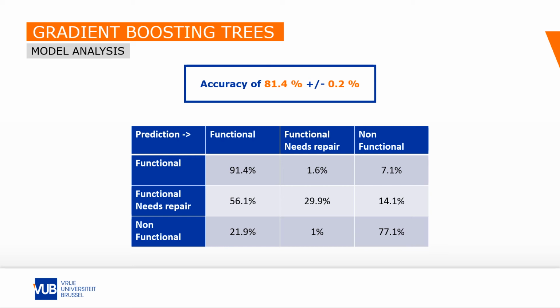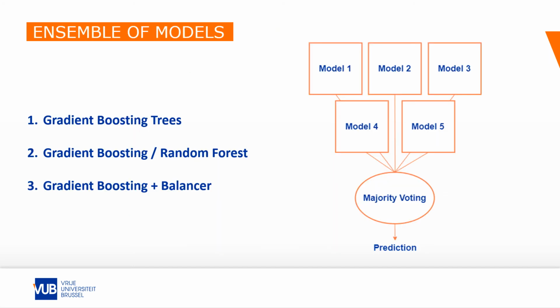In the confusion matrix, we also see that functional reaches high accuracy, but this is at the cost of the other classes. Functional needs repair still has the worst accuracy. The second strategy we tried were ensemble models.